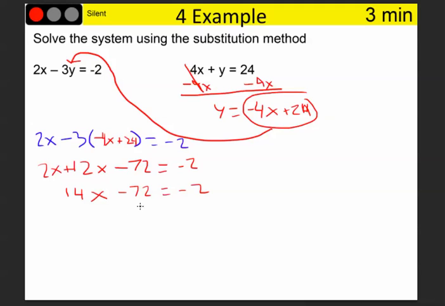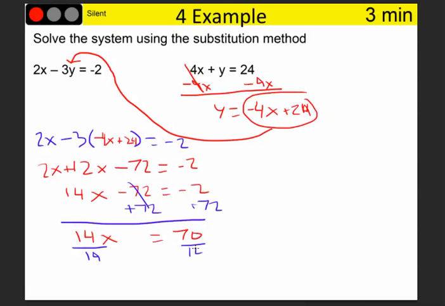Add 72 to both sides. 14x equals 70, and then divide both sides by 14. So we have x equals 70 divided by 14 is 5.